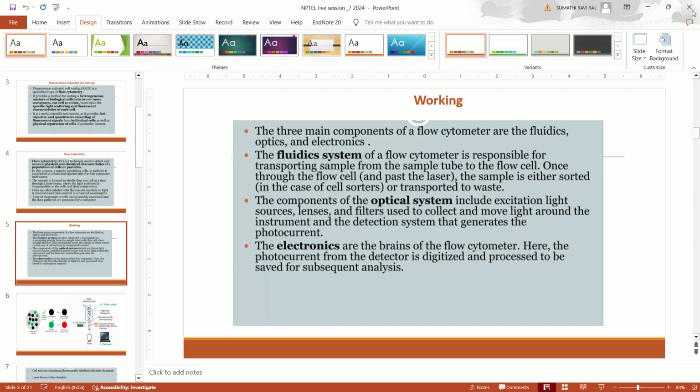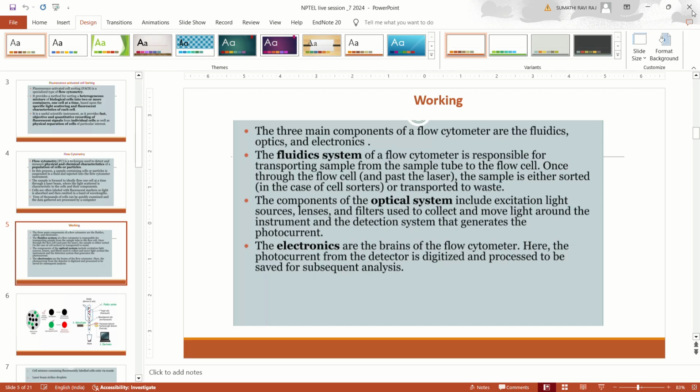After that, you can further have other detailed analysis once you get your flow cytometry or your FACS graph, based on the gating and based on your forward and side scattering. So this is how it is. The three main systems are your fluidics, your optics, and your electronics. The fluidics is for the transportation of your sample, that is in your sample tube. It will flow your sample one cell at a time.